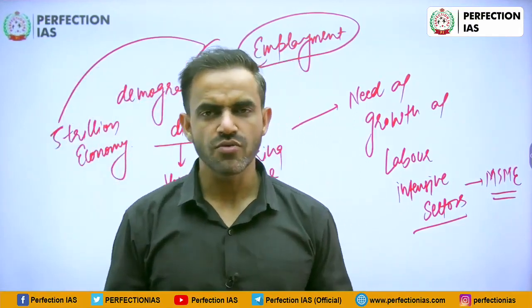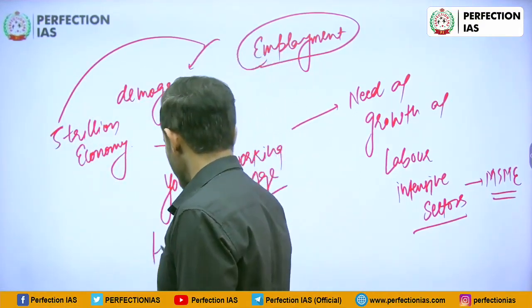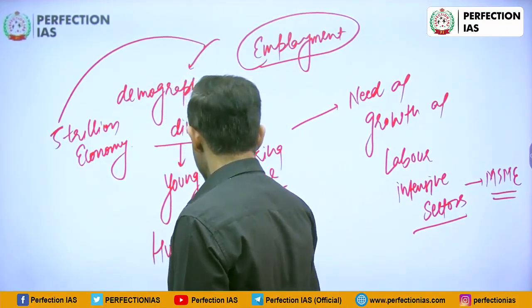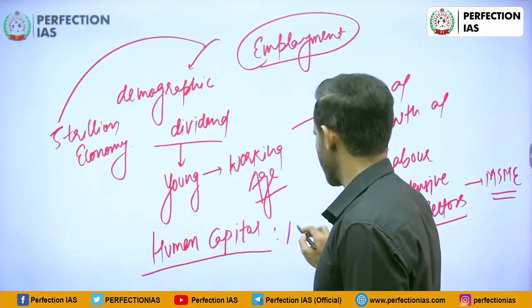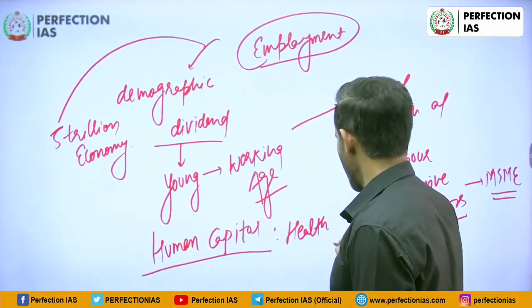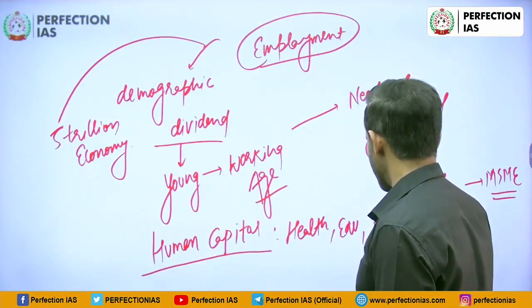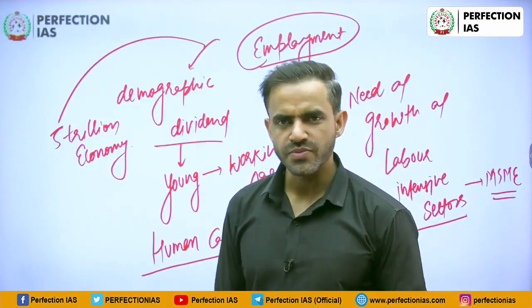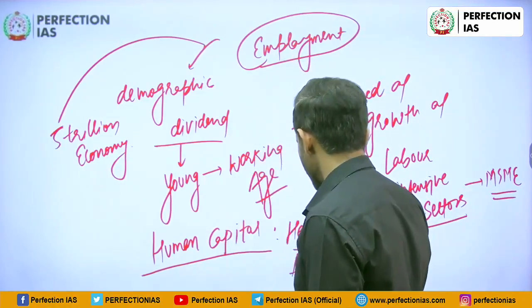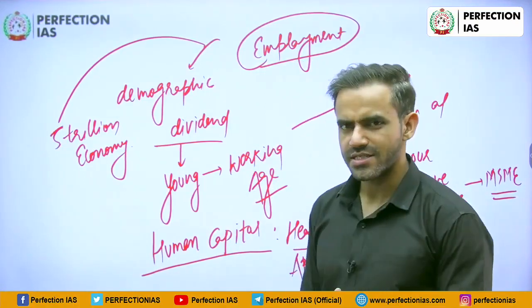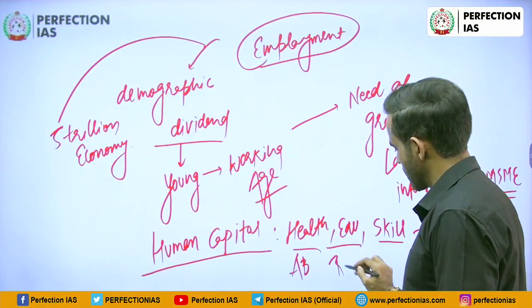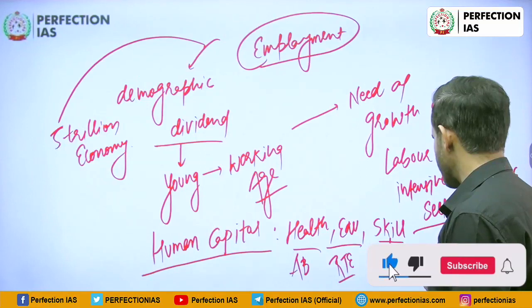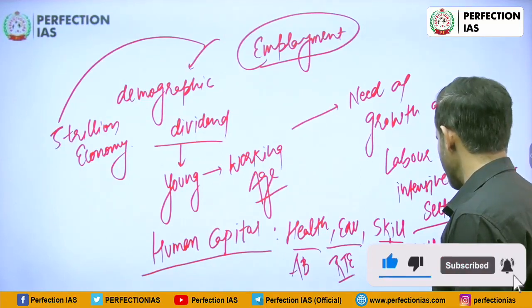In addition to that, the government also needs to focus on human capital formation. For example, the government needs to focus on health, education, and skill. You can also specify that for health, the government has taken a few steps. For example, the Ayushman Bharat scheme. For education, the government has announced the Right to Education, or Sarva Shiksha Abhiyan. Similarly, for skill development, the government has announced the Skill India mission.